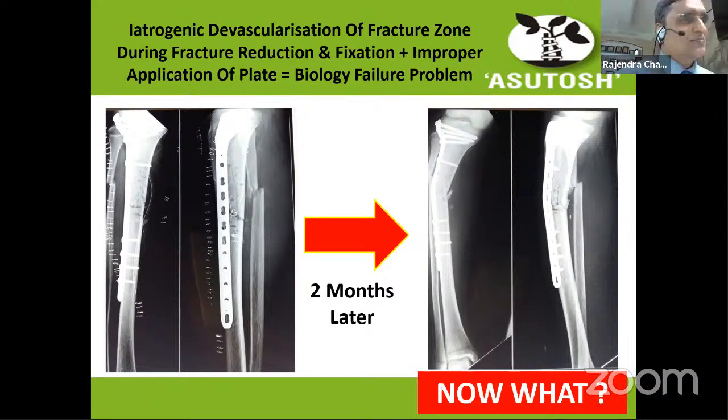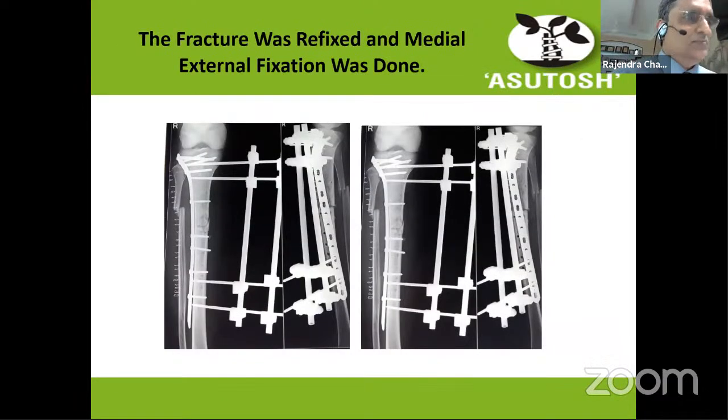Raju sir, can you please proceed? Yeah. So what the surgeon did here was he revised his fixation and put in an external fixator medially.